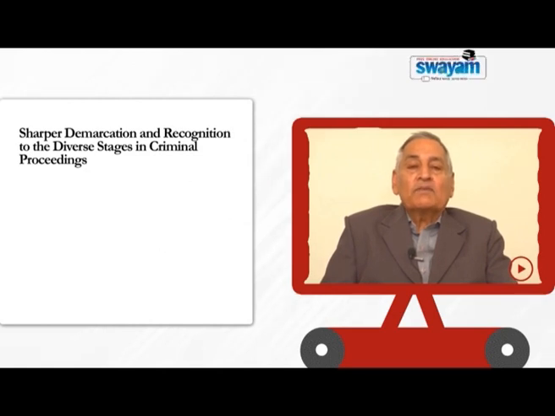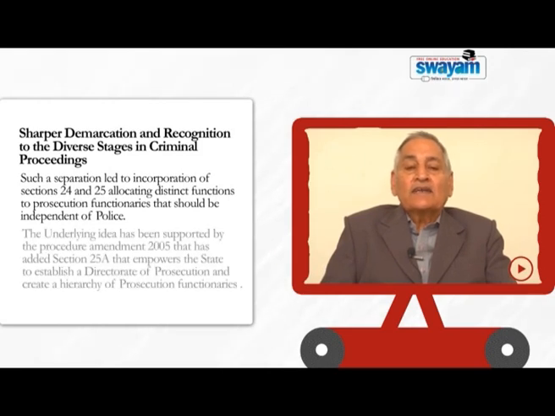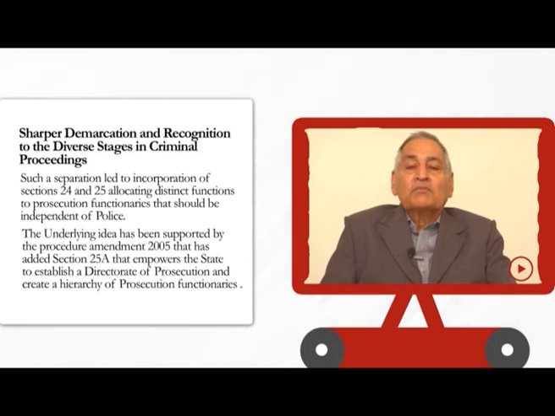Continuing this frame, I would say that such a separation led to the incorporation of Sections 24 and 25, allocating distinct functions to prosecution functionaries that should be independent of the police. The underlying idea has been supported by the Procedure Amendment of 2005 that added Section 25A, which empowers the state to establish a Directorate of Prosecution and create a hierarchy of prosecution functionaries.